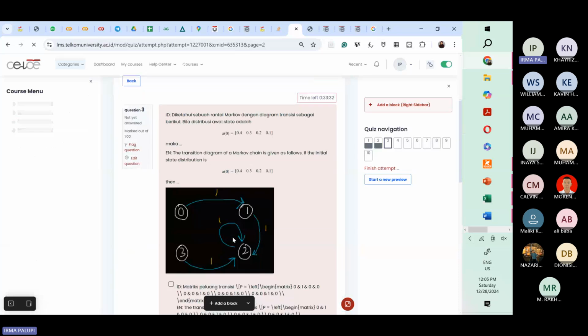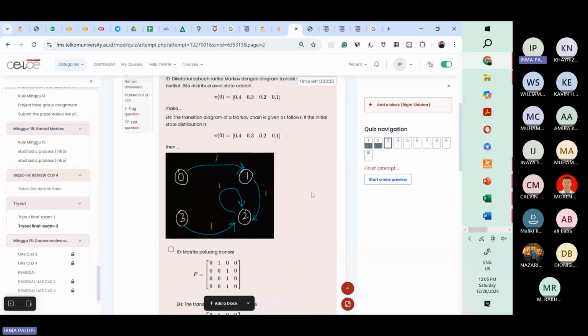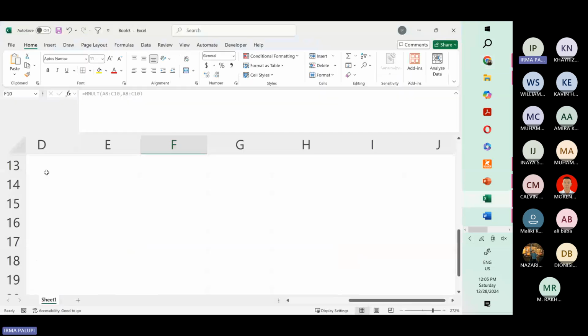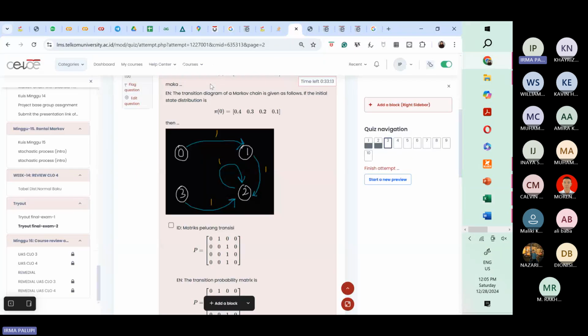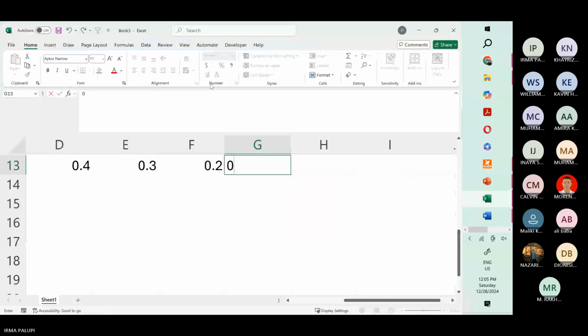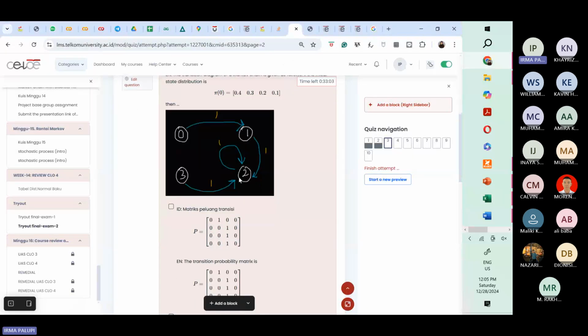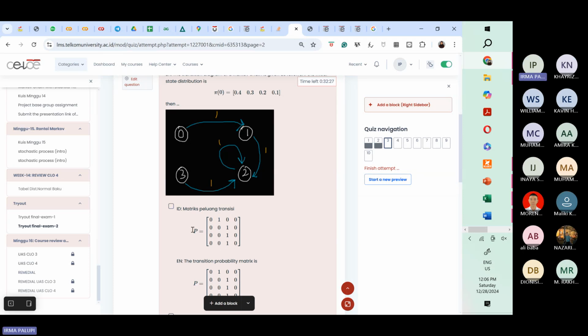The transition diagram is given like this with this initial condition. Okay, we have 4 states. Let's write the matrix. We have the initial probability distribution 0.4, 0.3, 0.2, and 0.1. And we have the transition matrix. I think this is an easy one, right? State 0 only goes to 1. 1 only goes to 2. 2 only goes to itself, to 2. And 3 only goes to 2. This is the correct matrix, right?